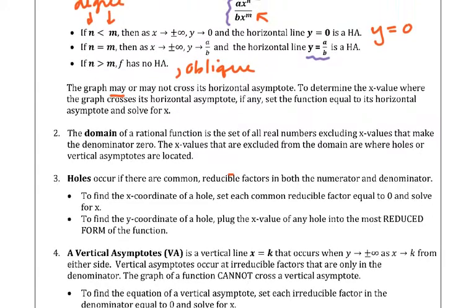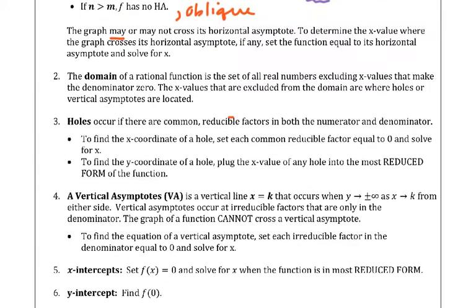Domain should not be new to us. We've been talking about domain all semester. If we think about domain, we just need to make sure we know that the denominator can't be 0. Those are the values that we need to exclude. And anything we're excluding is going to represent a hole or a vertical asymptote.